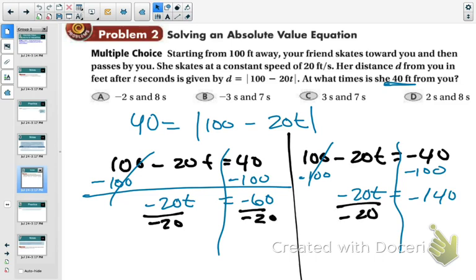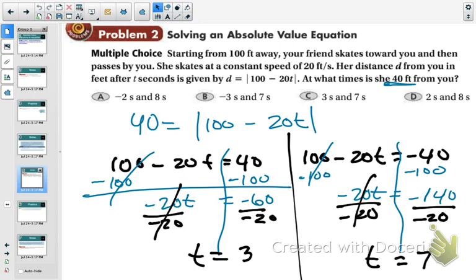And I can do that on this one too. It's kind of handy. These cancel. T equals negative 60 divided by negative 20 is positive 3. Those cancel. T equals positive 7. And that is in time, so that's in seconds.